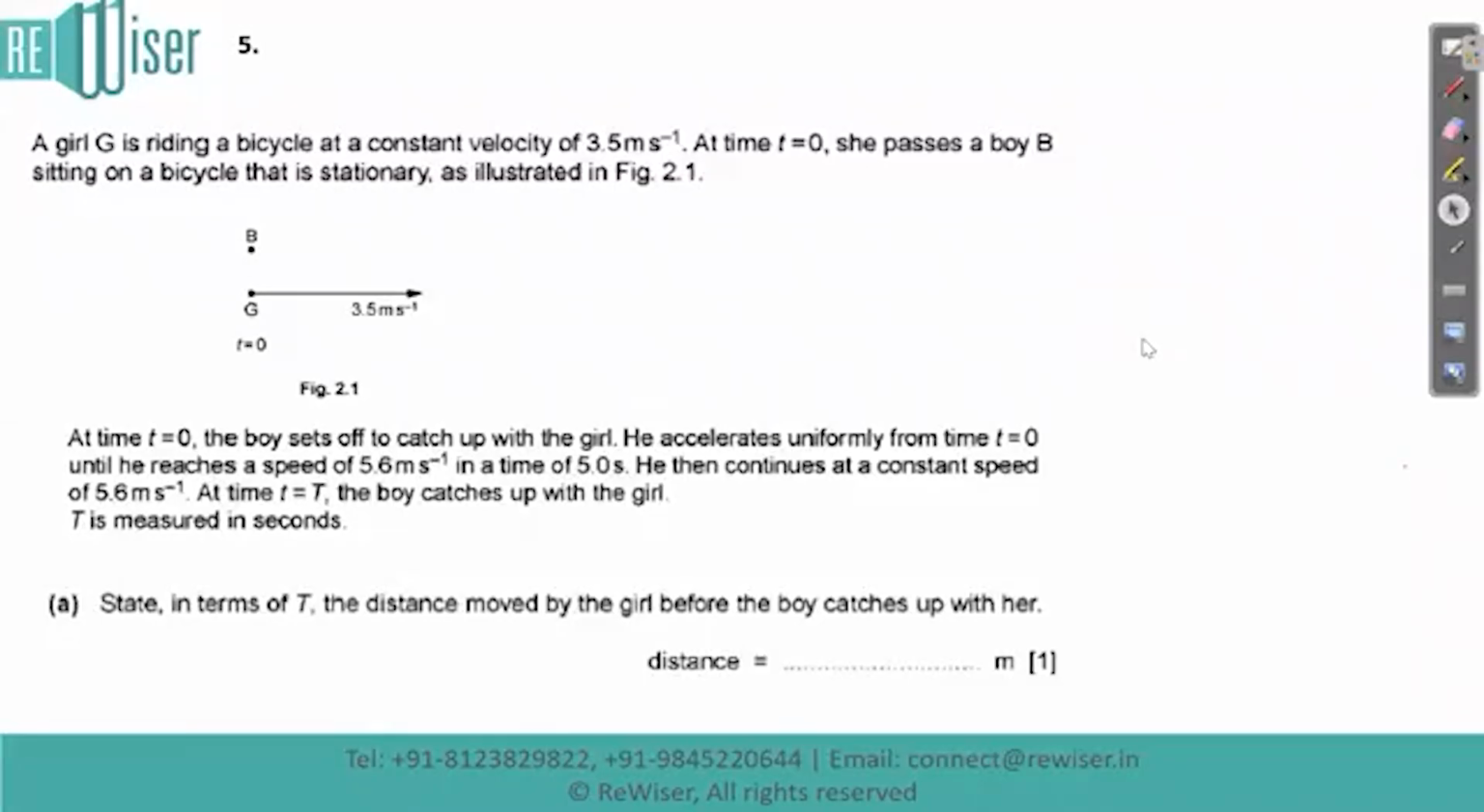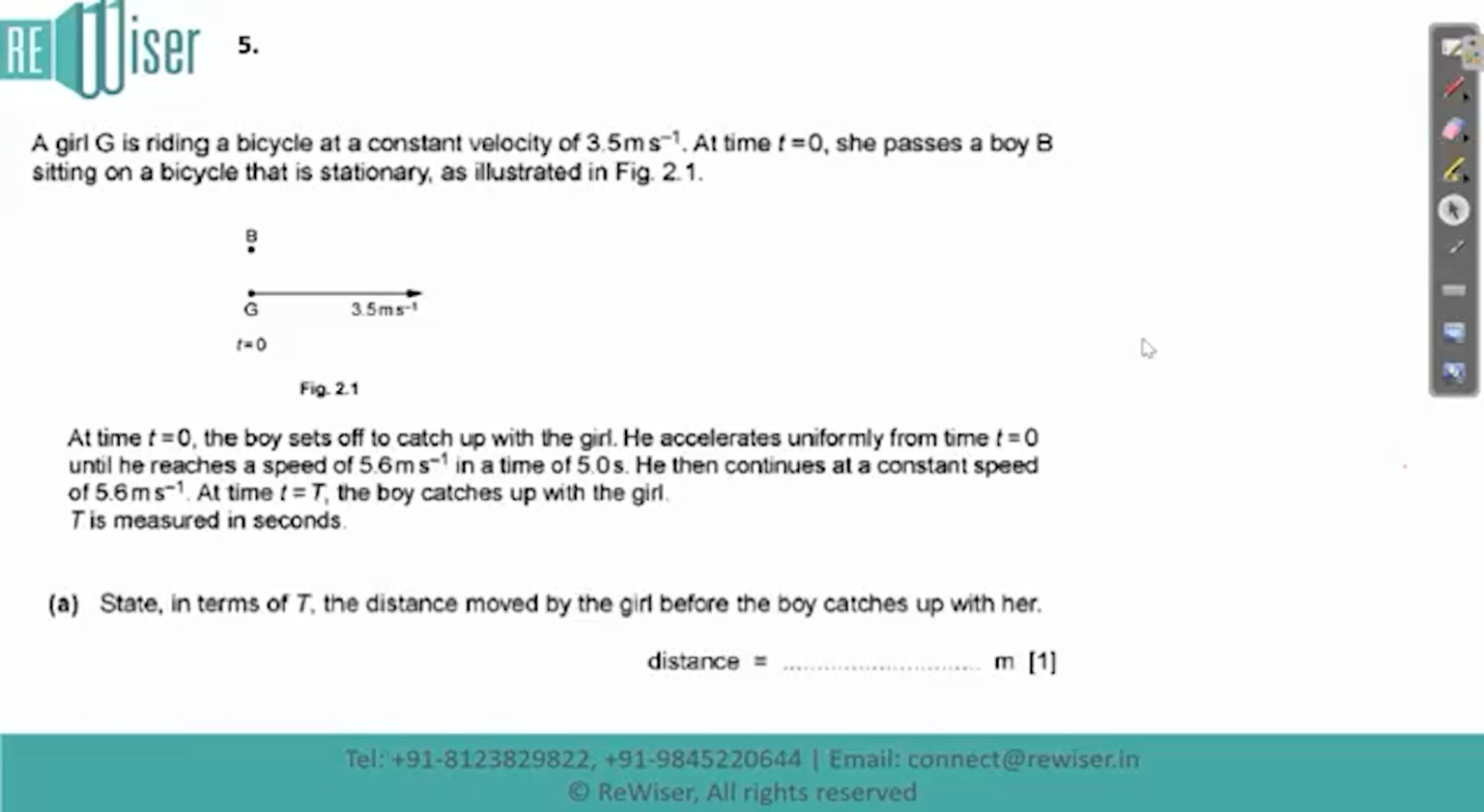Question 5. A girl G riding a bicycle at constant velocity 3.5 meters per second at time t equals 0 passes a boy B sitting on a bicycle that is stationary, as illustrated in figure 2.1. As you can see, at t equals 0, the boy sets off to catch up with the girl. He accelerates uniformly from time 0 until he reaches a speed of 5.6 meters per second in a time of 5 seconds.